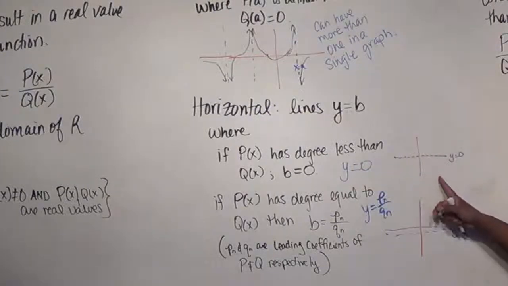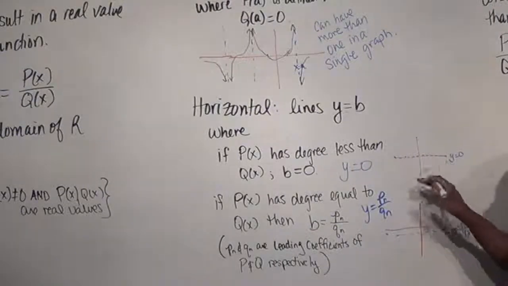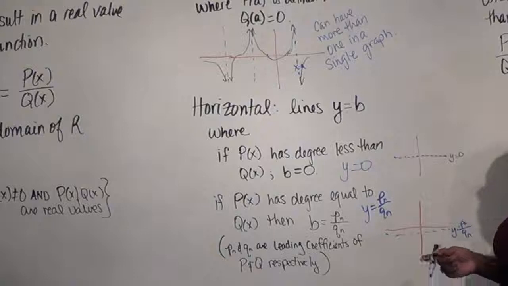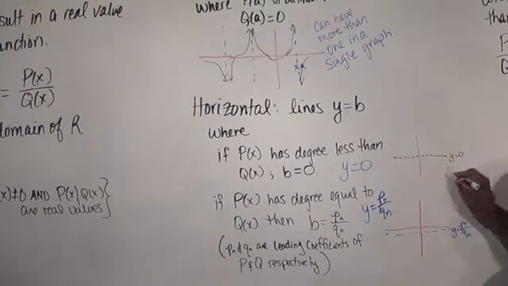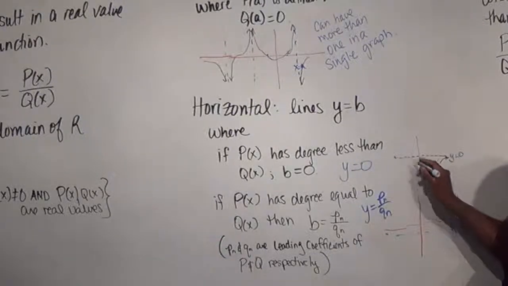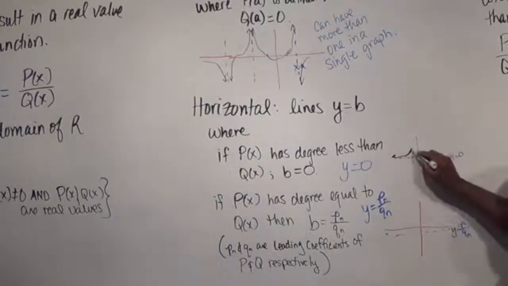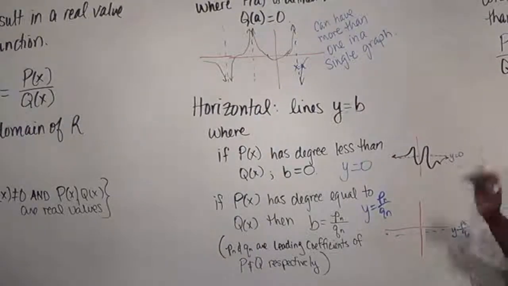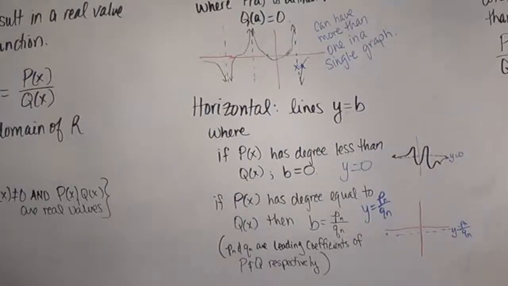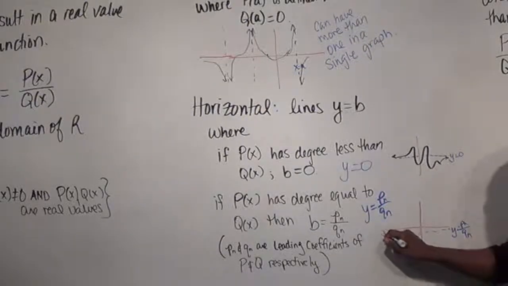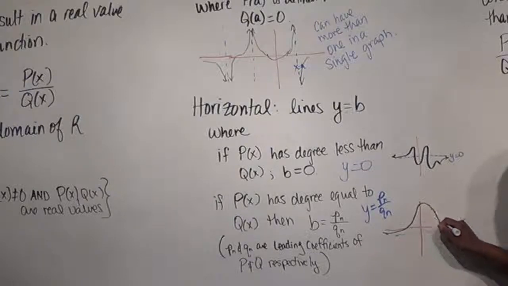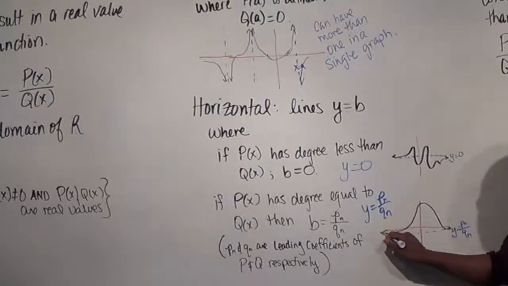If I'm looking at the horizontals, what this is telling me is, again, my end behavior. So as I get further away from the origin, the values are going to get closer and closer to that asymptote. What happens in between? Could be anything. Okay? Same thing here. I could have it where maybe it does something like this.